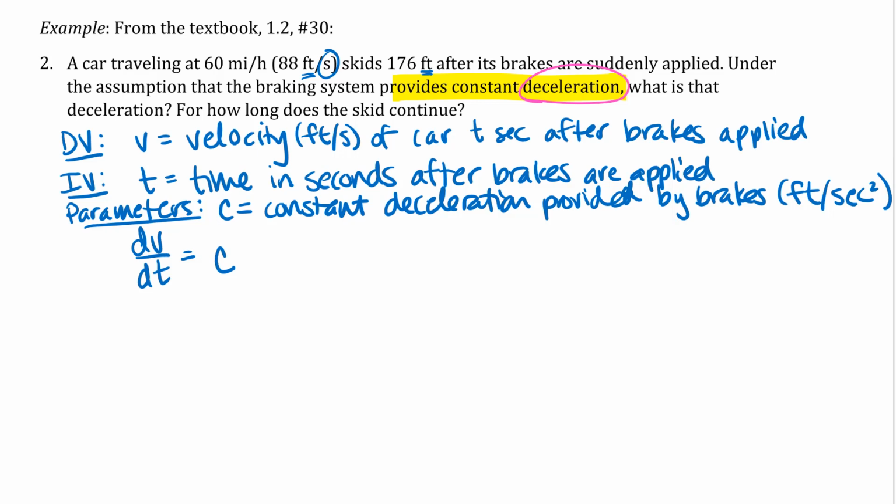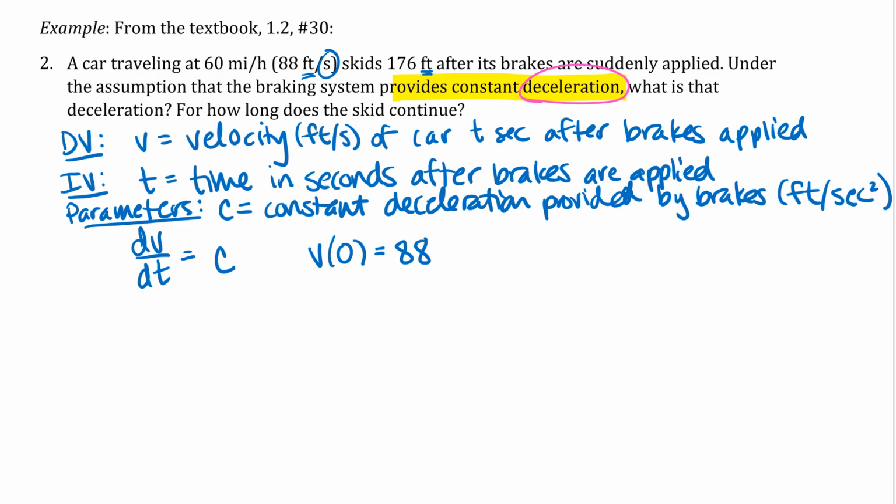We've got some initial conditions given here. So at the instant the brakes are applied, the car is traveling 60 miles an hour or 88 feet per second. So that tells us that at t equals 0, the velocity is 88. That's one of our initial conditions here.